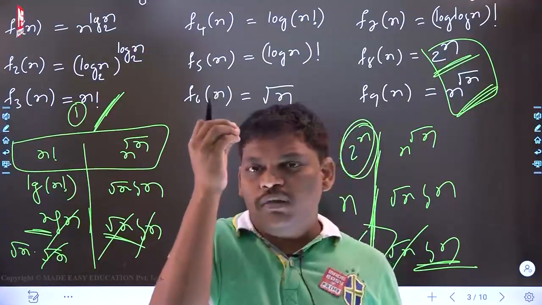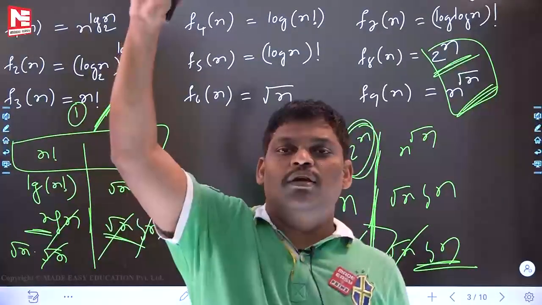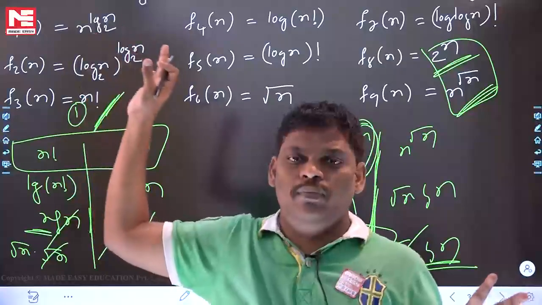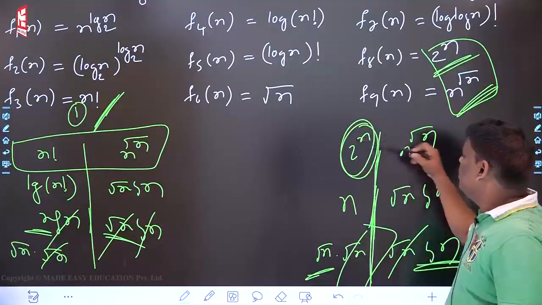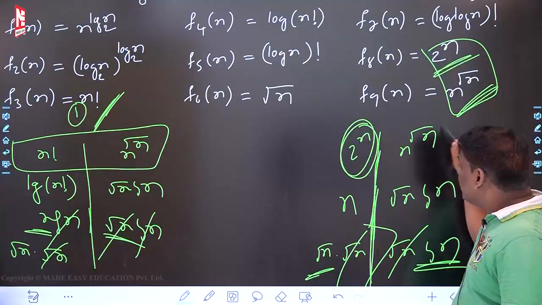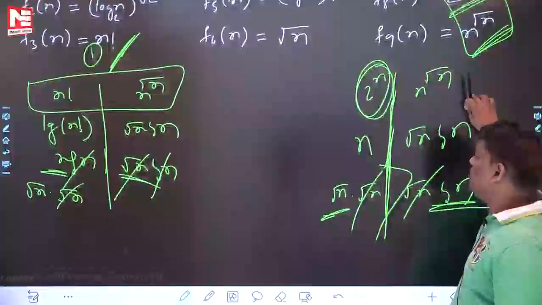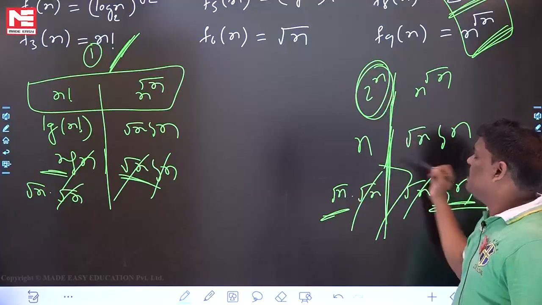Growth will always happen continuously. Continuously you should grow, even though it is a very small number multiplied n times. If you see the overall, I think 2 power n is bigger.